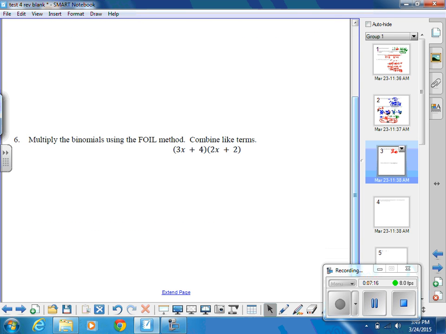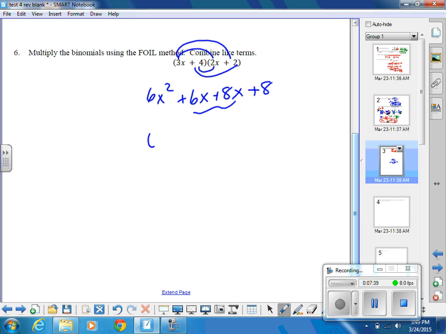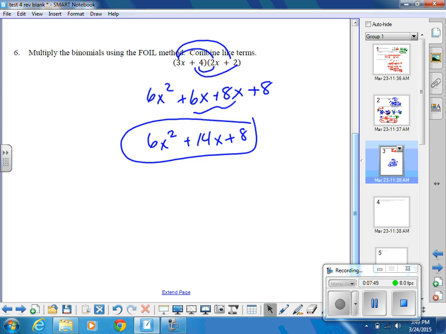So the next one's asking me to FOIL and combine like terms. Let's go ahead and do that. So we'll get, using FOIL, I got my firsts, 3x and 2x gives me 6x squared. I got my outers, 3x and 2, 6x. I got my inners, 8x, and I got my last, 8. Now the like terms that I can combine are in the middle. So I get 6x squared plus 14x plus 8. There's nothing else I can do to finish this problem, so I'm going to leave it just like that.